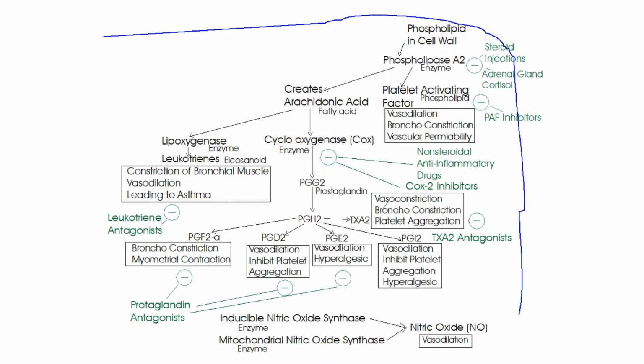Many pharmaceuticals are in use to mitigate these inflammatory processes. Steroid injections mimic the adrenal gland's secretion of cortisol, inhibiting the production of PAF and arachidonic acid. There are also leukotriene antagonists, prostaglandin antagonists, and TXA2 antagonists.